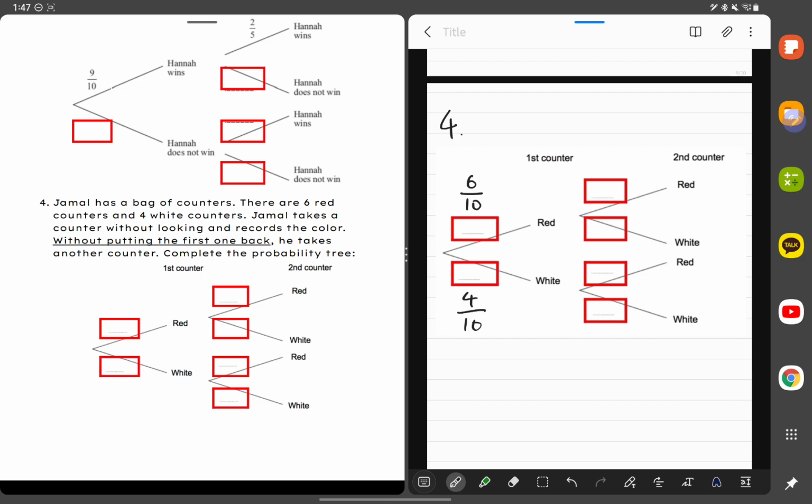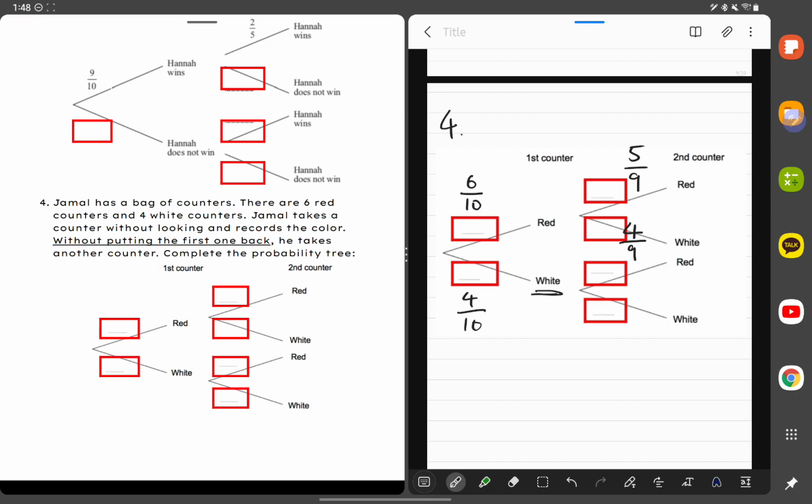Okay, now let's go up in the tree this way. Let's say Jamal takes out red to begin with. The first one is red, and it is not placed back in the bag. So one red counter is now out. It's gone. So the chance of picking out another red is, first of all, out of 9 because one counter is gone. And it's not 6 anymore, it is out of 5 because one red counter is gone. White, however, is out of 9 because one's gone, but it is still 4 because all 4 white counters are still in the bag. So it's 4 out of 9.